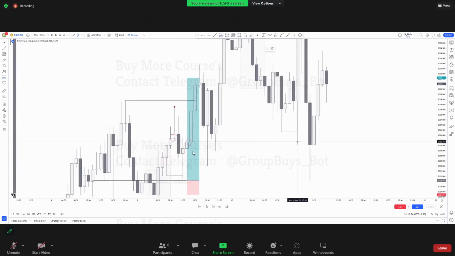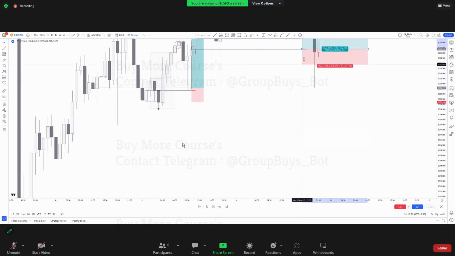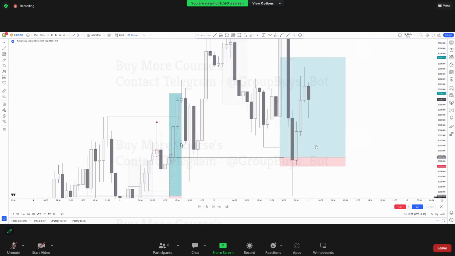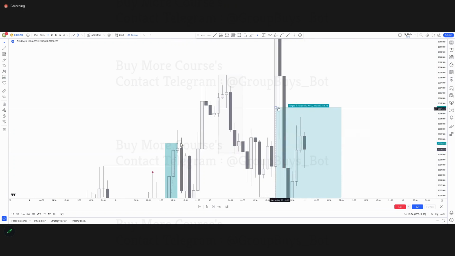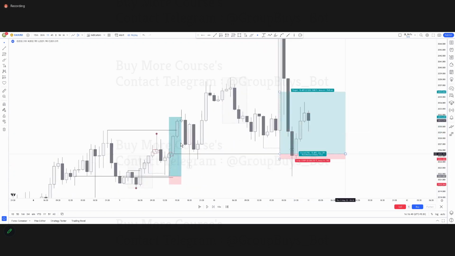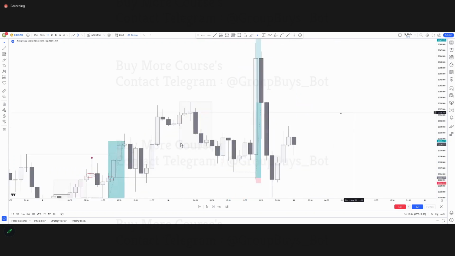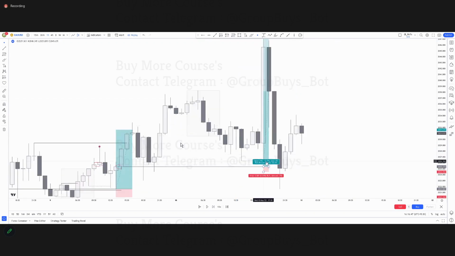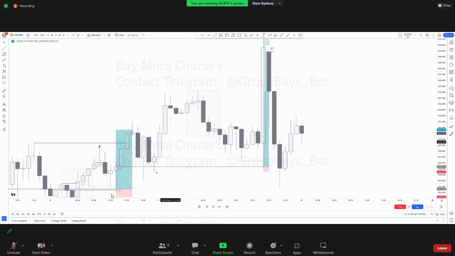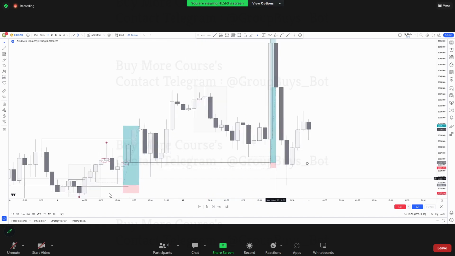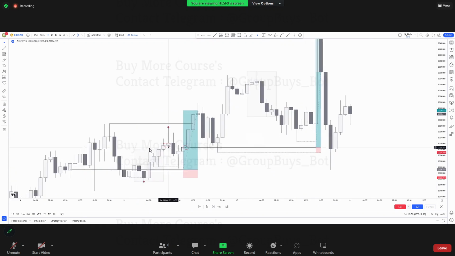If that's our point of interest, where do I enter? Here. I will enter here. I will put my stop loss here. And then I will target 1,100 first. Yeah, it goes like that. It's 26R. Stop loss here. Understood? That's the first thing.